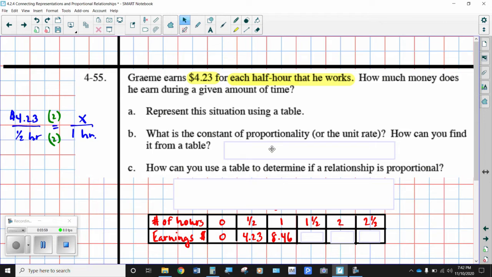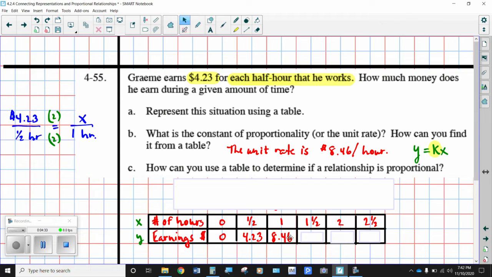So this is what we would call the constant of proportionality. If you think about that rule, y equals kx, the k, that's the unit rate. That's the constant of proportionality in this equation, where x is the number of hours worked and y represents the earnings. So when we put all that together, we can see our unit rate is going to be $8.46 per hour. That's the number that we put into this equation. So let's keep going.